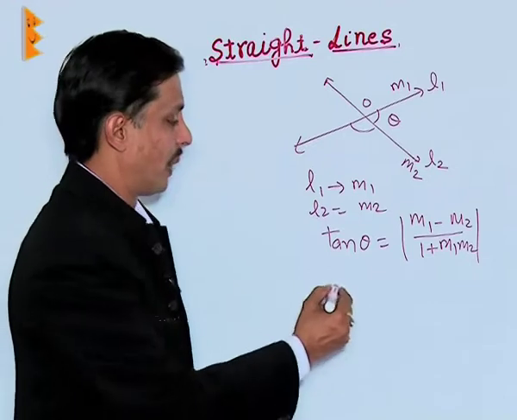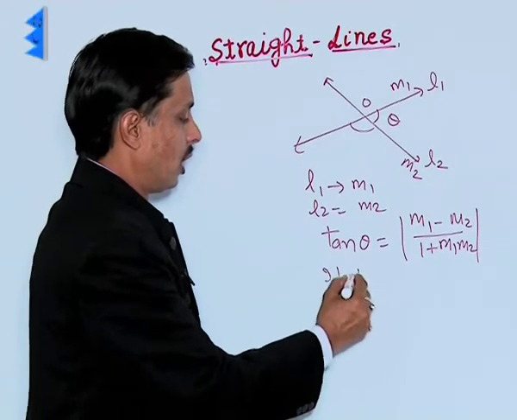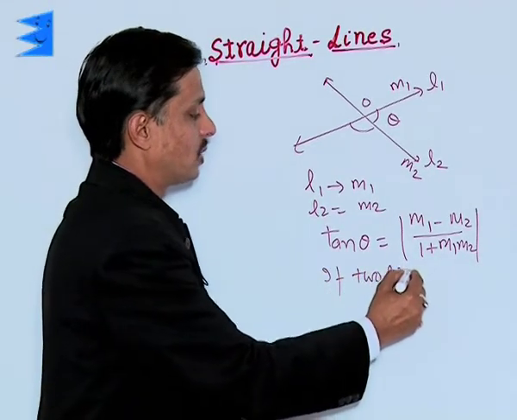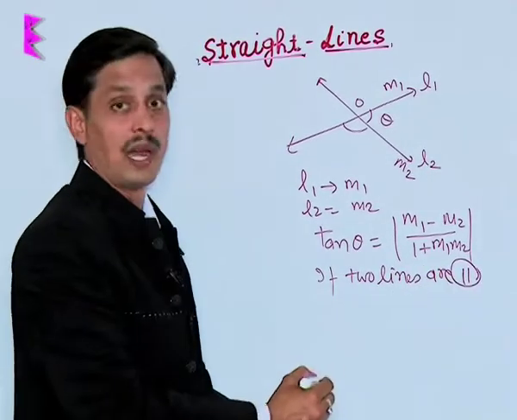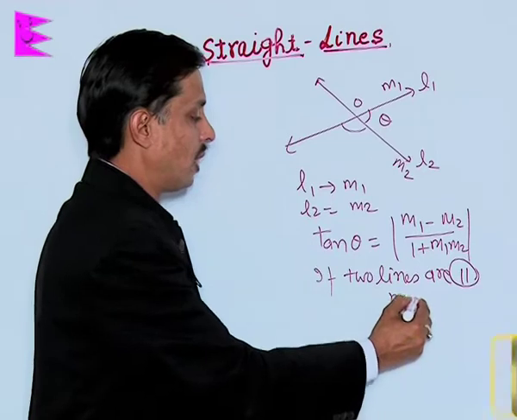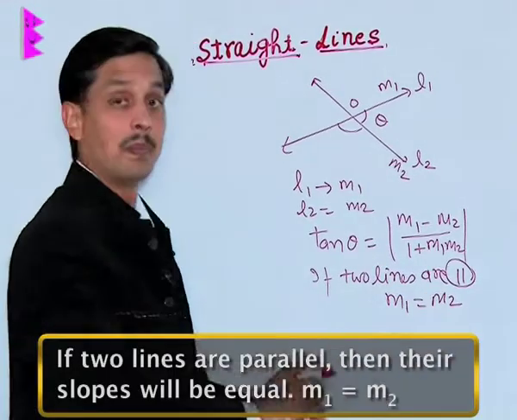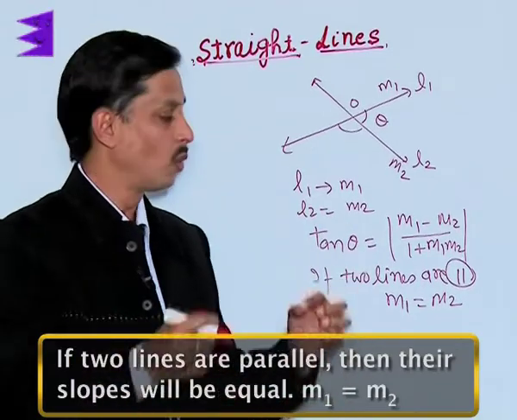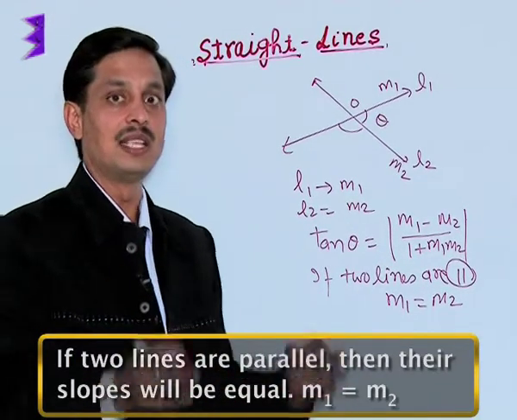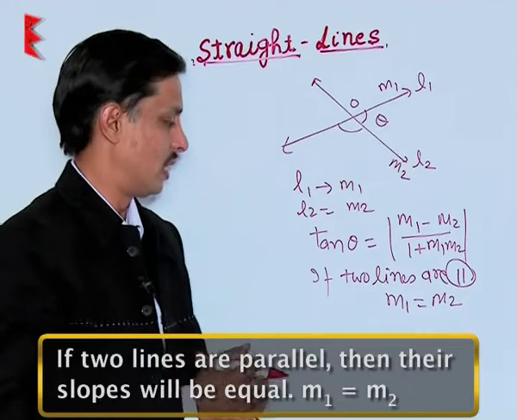If two lines are parallel, then you must always remember their slopes will be equal. Or the converse of it: if the slopes of two or more lines are equal, then the lines are always parallel.